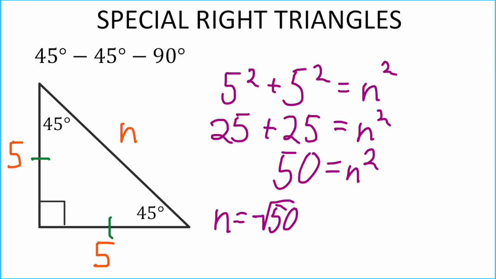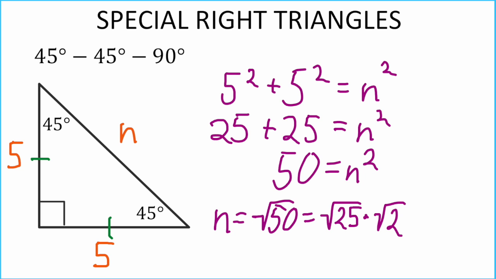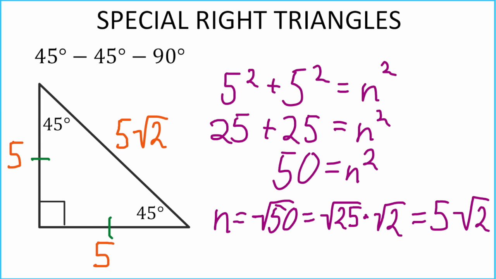You can't see the pattern with that. But if we simplify this, we get radical 25 times radical 2. And as soon as we do one more step, we get 5 radical 2. That's the pattern that we're going to have. So check out this pattern. We have 5, 5, 5 radical 2. Let's come up with the pattern for any 45-45-90 triangle.